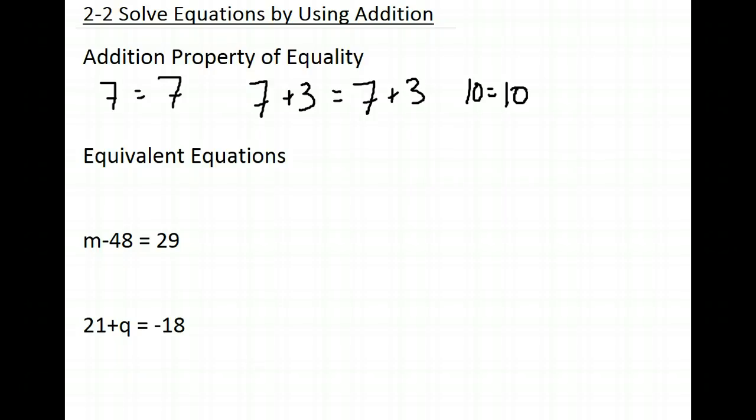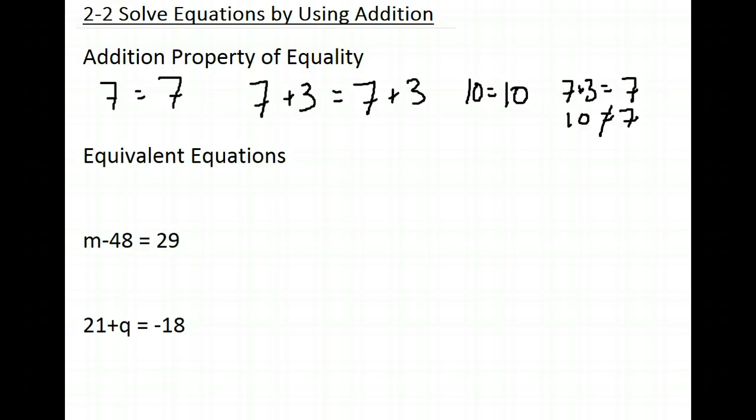And if we don't add the same number to each side, then it becomes out of balance. It's like adding more weight to one side of a scale. So that would be something like 7 plus 3 equals 7. And that's not true, because that would be 10 equals 7, and that is not a true statement. So the addition property of equality states if we add something to one side, we have to add it to the other to keep it in balance.